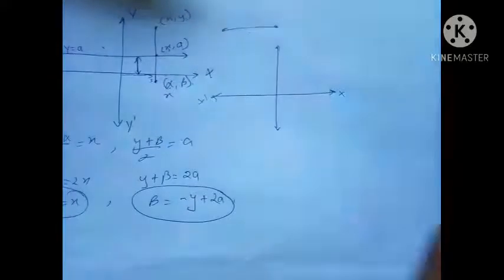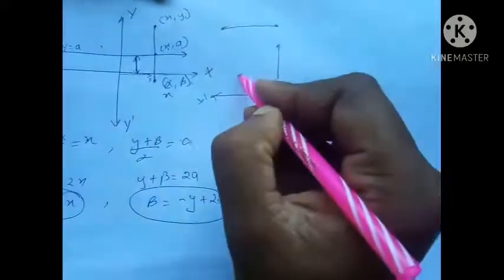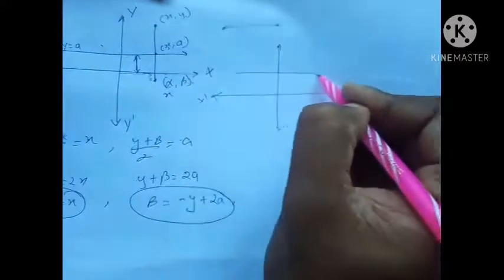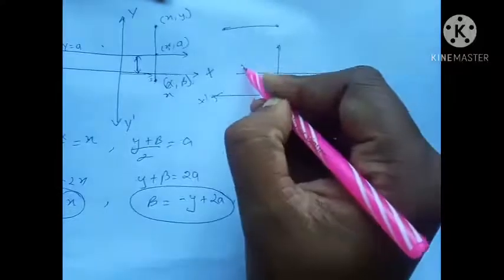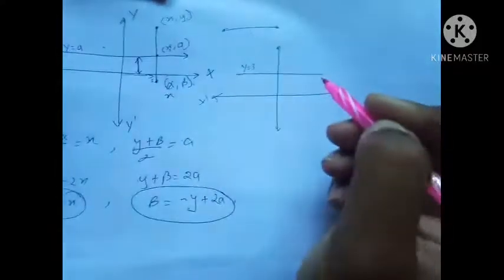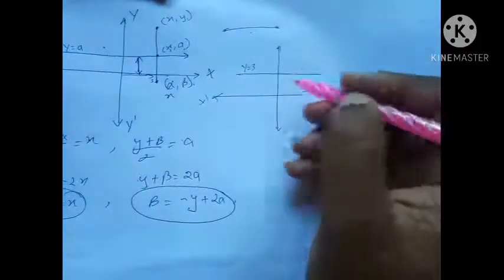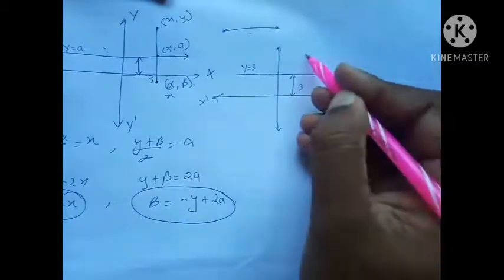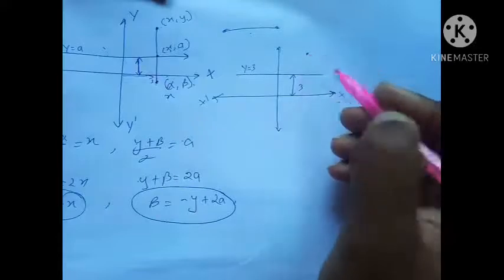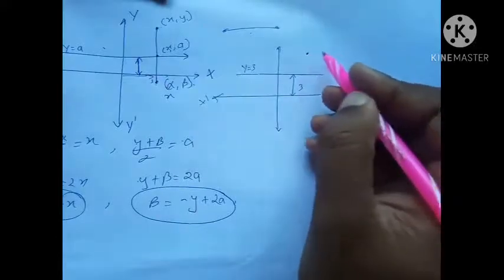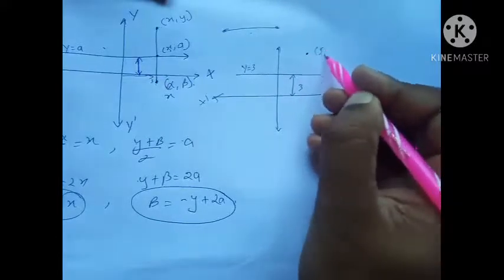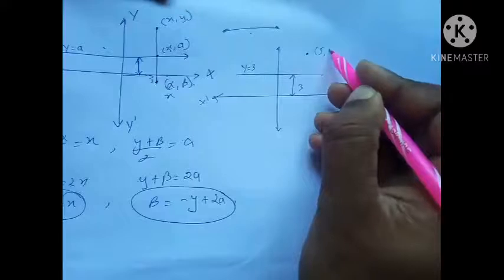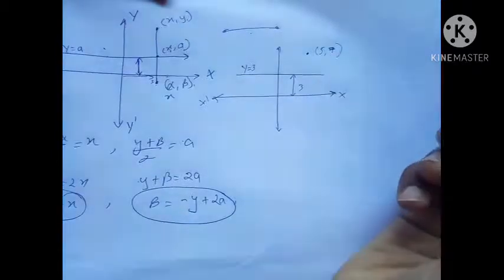Okay, now what I'll do, I'll draw a line that is parallel, and the equation of the line is y equals 3. What is the equation of the line? y equals 3. It means from here to here it's 3. I have to find the reflection of this point. And what is this point? This is, let's say, 5 comma 7. This is 5 comma 7.